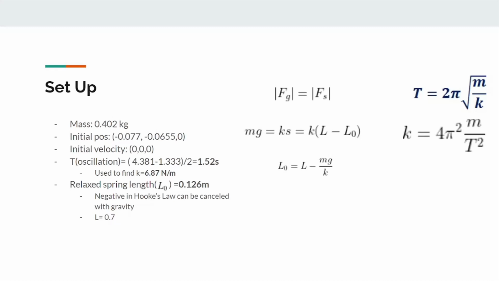the times of two full oscillations and dividing that number by 2. Only the y components of the times were used for the period of oscillation because the y-axis is the same axis the spring is on. I used the equations on the right to solve for K so that L0 could be found.